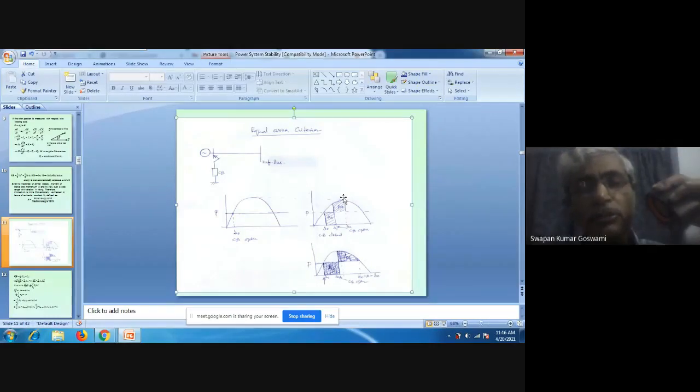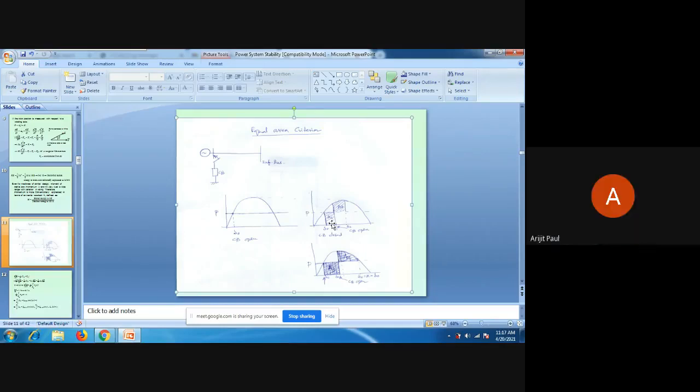In the first swing, we are observing that energy extracted is just equal to the energy inserted. And if this condition is true, then you can say that synchronous speed is possible to be restored by the machine. Am I clear? Is it clear to you? Okay, it is clear. Yes.